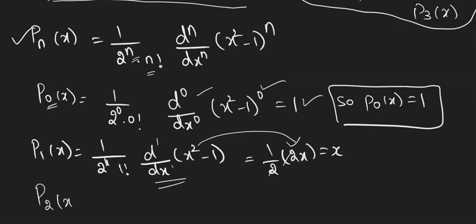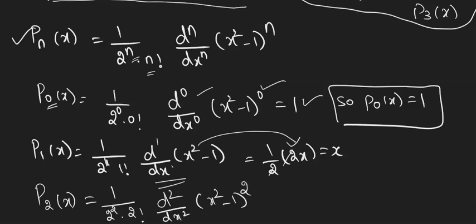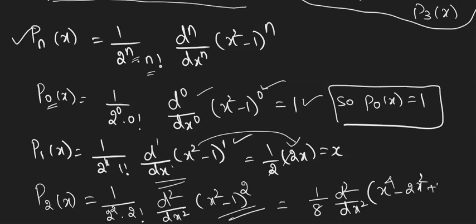Similarly, can you find P2 of x? This is 1 by 2 power 2 into 2 factorial, d square by dx square of x square minus 1 the whole square, because here the power is 1, here it is 0, so now we have to square it. So 1 by 2 power 2 into 2 factorial, that is 1 by 8, d square by dx square of, you have to expand this, x square minus 1 the whole square. So that is x power 4 minus 2x square plus 1.